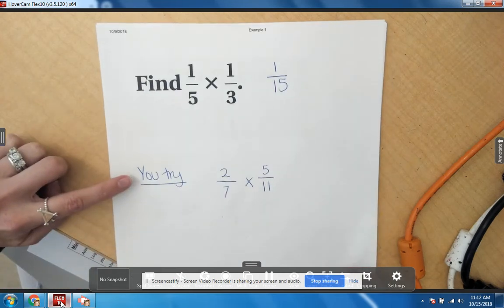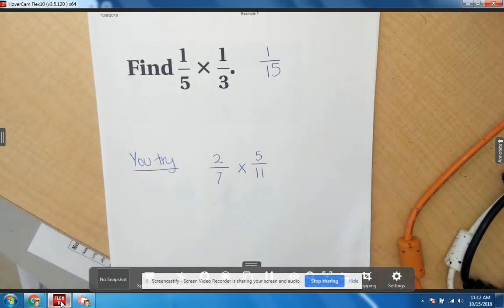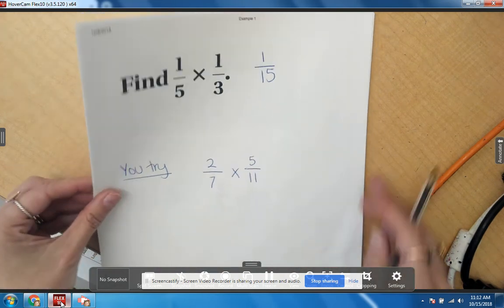So I'm going to have you pause the video, try this one, write it on the back of your notes and try this one. So you're going to see if you can cross cancel, and then you're going to multiply across. So try that one.